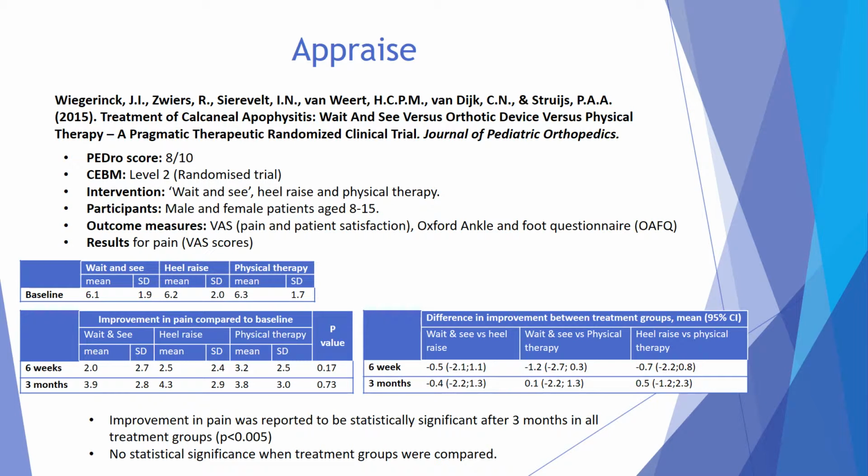The study by Wagner et al. is a level 2 randomized trial which scored 8 out of 10 on the PEDro scale. The study was conducted to compare wait-and-see approach, physical therapy, and heel raise for the treatment of Sever's disease. Outcome measures include pain, patient satisfaction, and Oxford ankle and foot questionnaire for both participants and their parents.